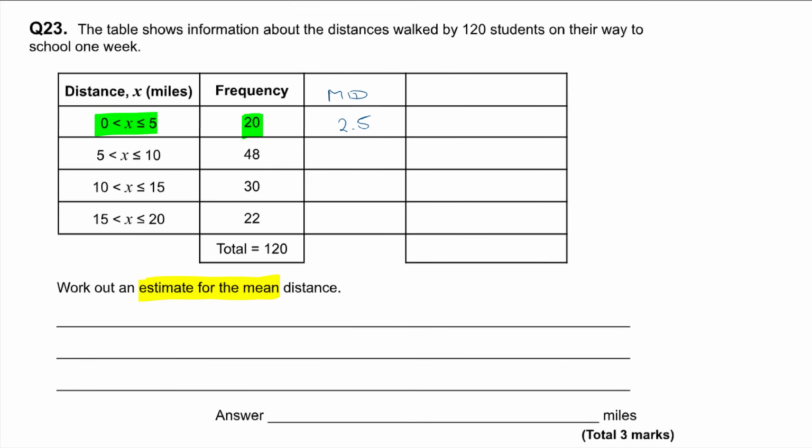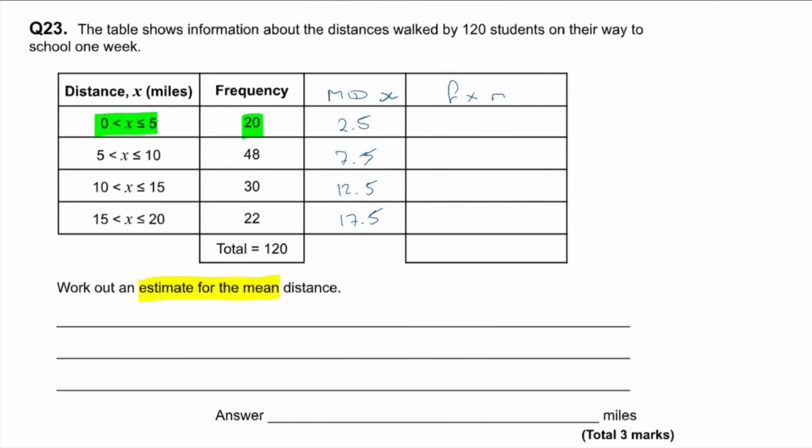Okay, so the first thing we're going to do is find all the mid-x values. Mid-x for the first category is halfway between 0 and 5. Add them together, divide by 2, you get 2.5. 5 plus 10 is 15, divided by 2 is 7.5. 10 plus 15 is 25, halve it, you'll get 12.5. And then 15 plus 20 is 35, halve it, you're going to get 17.5. Okay, so we're going to use those to represent the amount of miles each student walked in each of those categories.